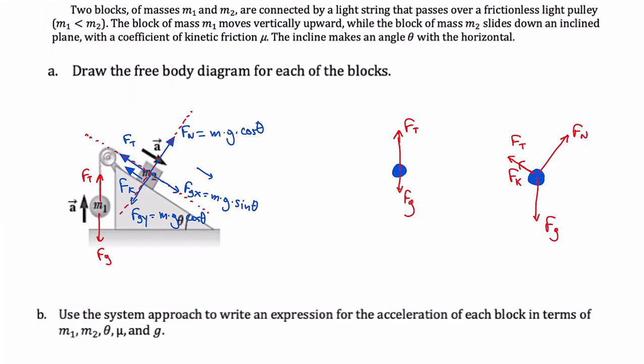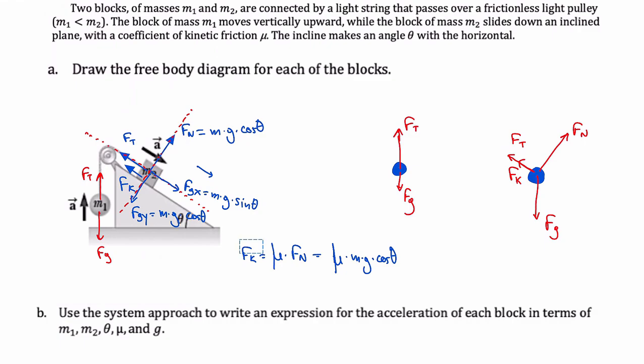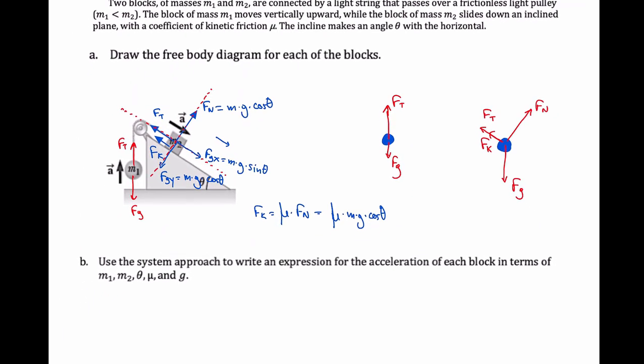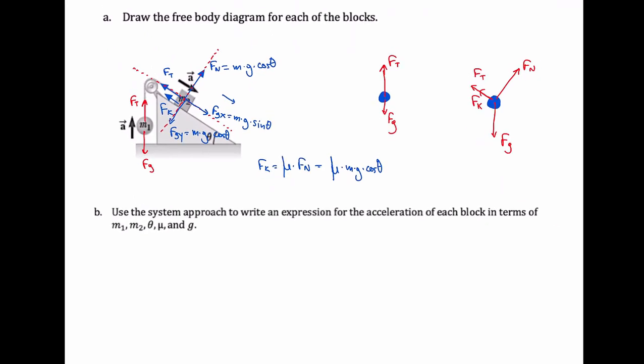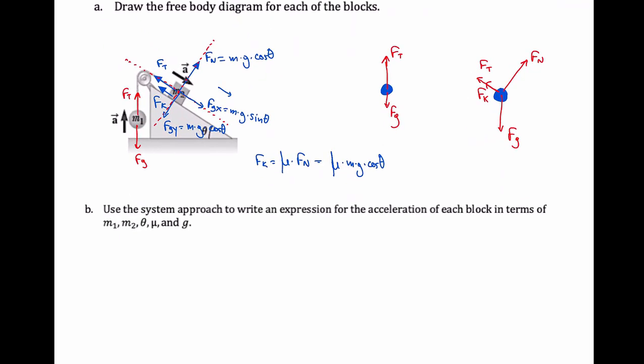the angle. The tension force has no formula, but the force of friction, the Fk, is equal to mu times the normal, and we know that the normal is m times g times cosine theta. So part A, we drew the free body diagram. Part B, we need to find an expression for the acceleration. And in order to find the acceleration, we have to work with the two objects as one system.